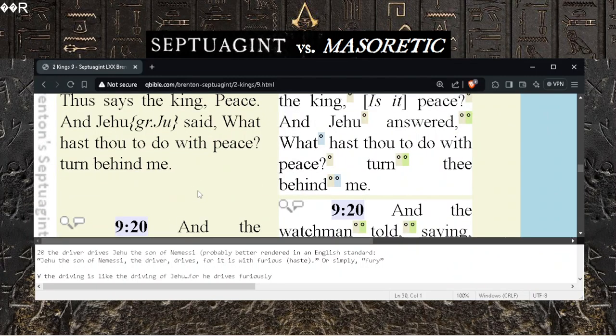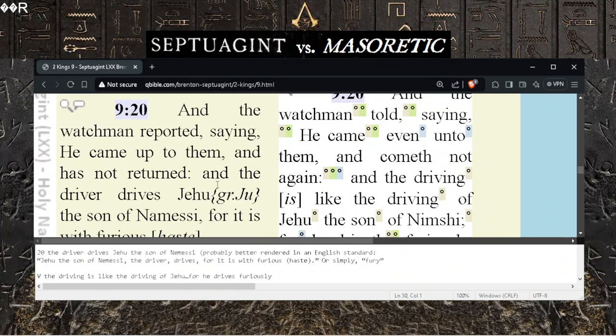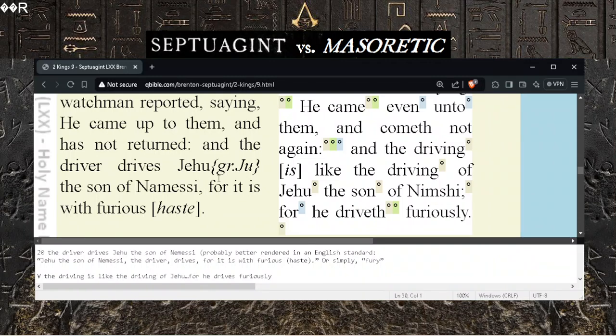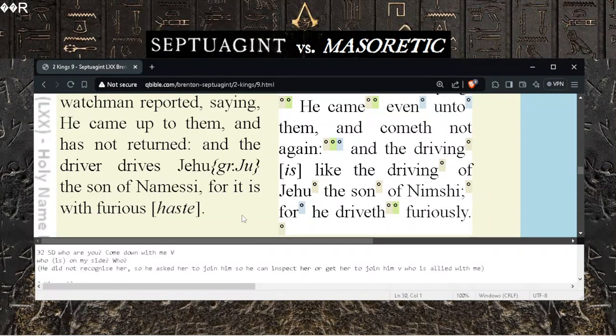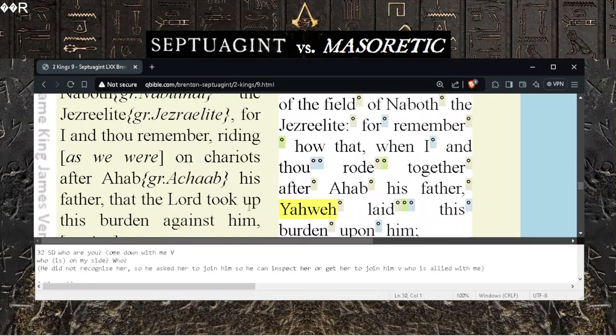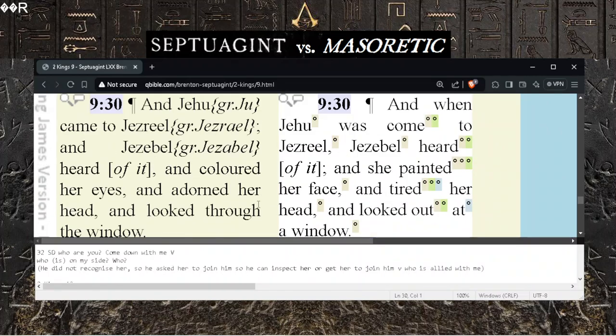Verse 20, the driver drives Jehu, the son of Nemesi, for it is with furious haste. This is probably better rendered in an English vernacular. Jehu, the son of Nemesi, the driver, drives, for it is with furious haste, or simply with fury. Versus the driving is like the driving of Jehu, for he drives furiously.